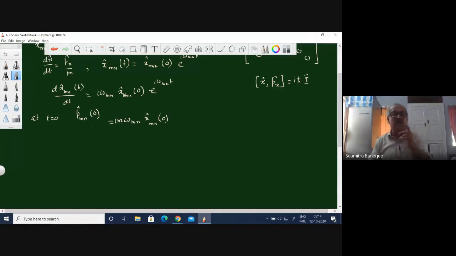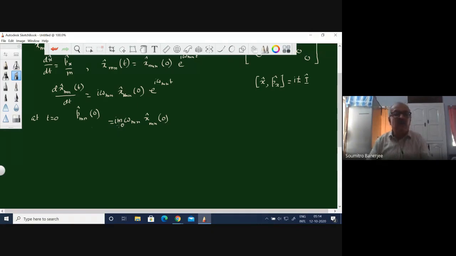I have used m in the index, as well as this m is the mass of the particle. So let us avoid confusion. Let's call it m naught. So let's avoid this confusion.